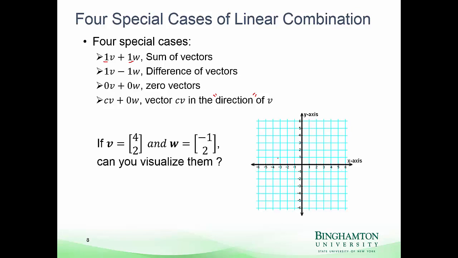So suppose I have v equal to 4, 2, and w equal to -1, 2. Can you visualize what these vectors look like on this set of axes? I would encourage you to pause the video here and see if you can visualize where those vectors are, and then come back, restart the video, and move on. So give it a shot. Pause here, and I'll wait for you.